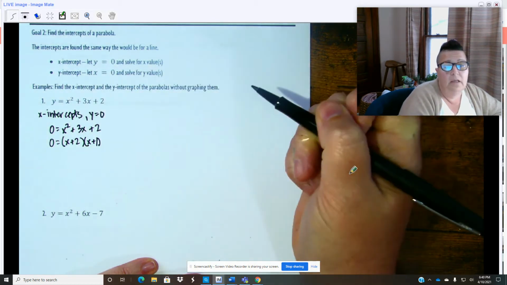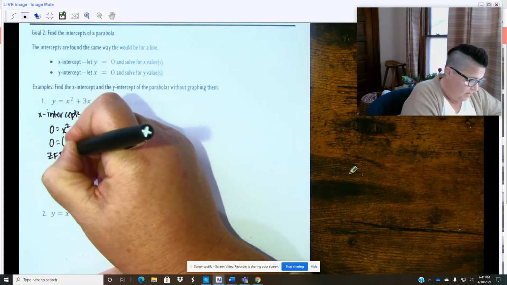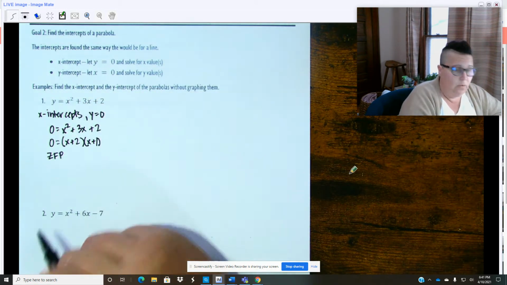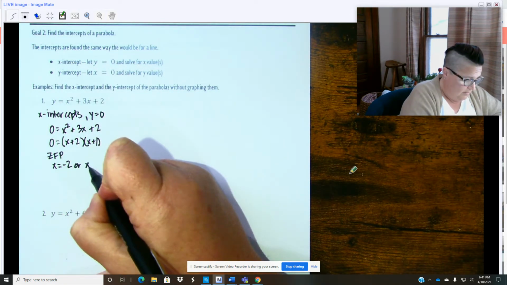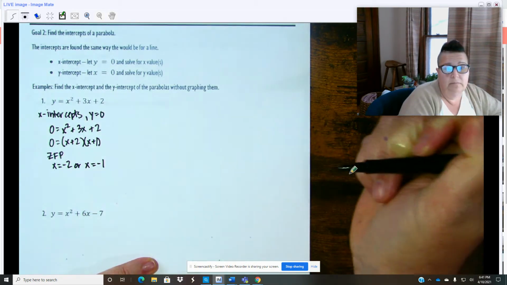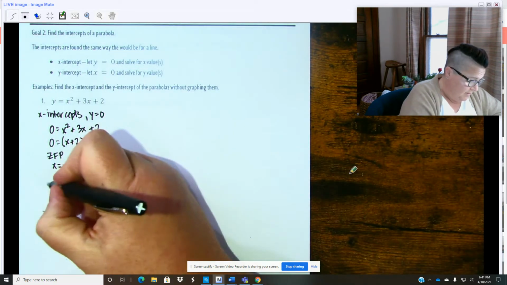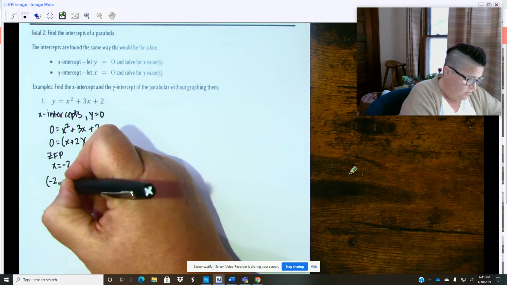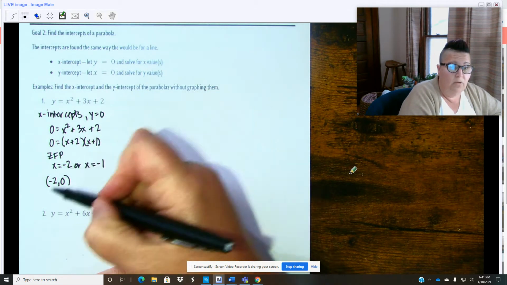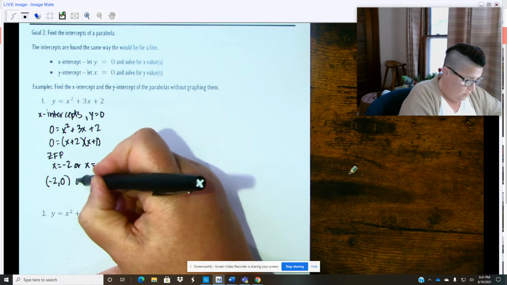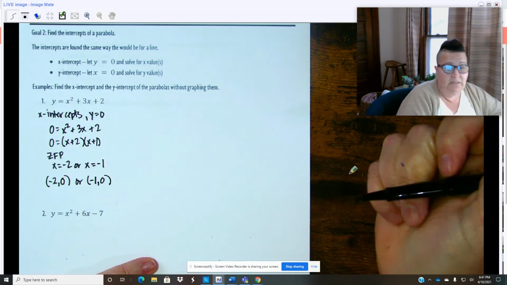Using the zero factor product, in order to get a 0, x has to be a -2 or x has to be a -1. That will zero it out. This tells me that we have x-intercepts at a -2, 0. Where'd that 0 come from? We let y equal 0, so -2, 0, or -1, 0. That's where my x-intercepts are.